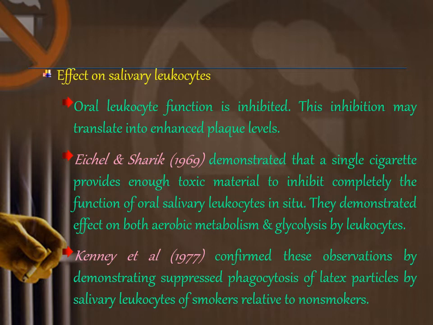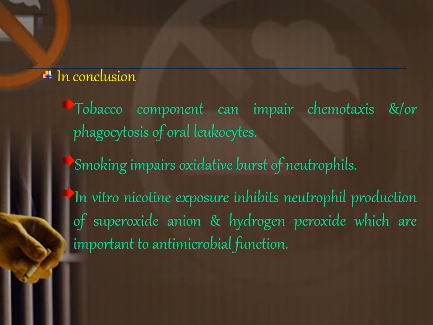This inhibition may translate into enhanced plaque levels. Eschel and Sherrick in 1969 demonstrated that a single cigarette provides enough toxic material to completely inhibit the function of oral salivary leukocytes in situ. They demonstrated an effect on both aerobic metabolism and glycolysis by leukocytes. Kenny et al. in 1977 confirmed this observation by demonstrating suppressed phagocytosis of latex particles by salivary leukocytes of smokers relative to non-smokers. In conclusion, tobacco components can impair chemotaxis and phagocytosis of oral leukocytes.